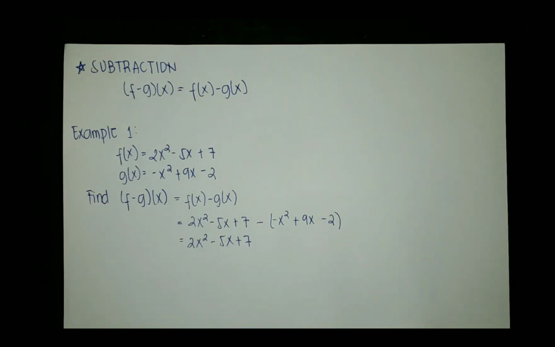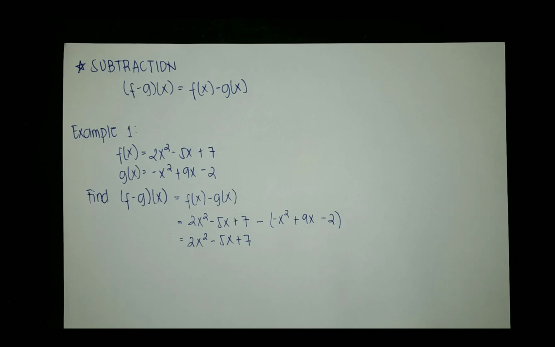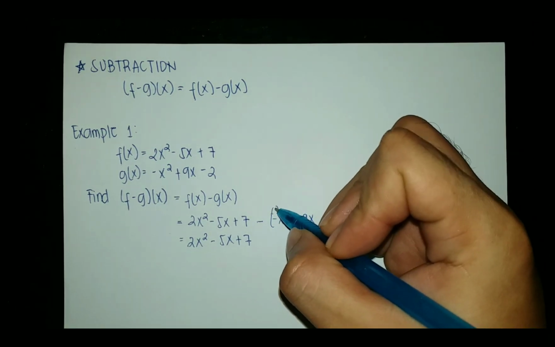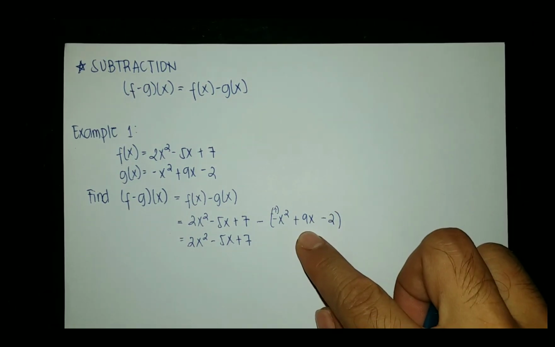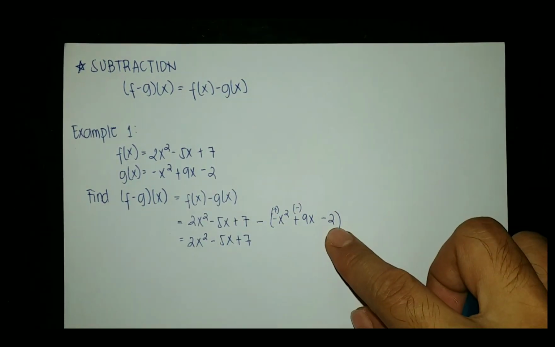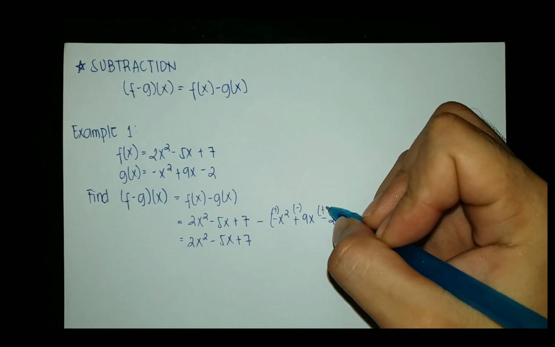Then change the sign of the subtrahend. Our subtrahend here is g of x. So let us change all the signs of the terms in g of x. We have negative x squared that will now become positive. Then positive 9x will become negative. The negative 2 will become positive.